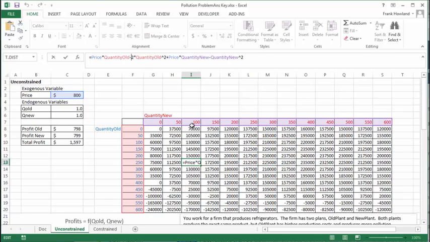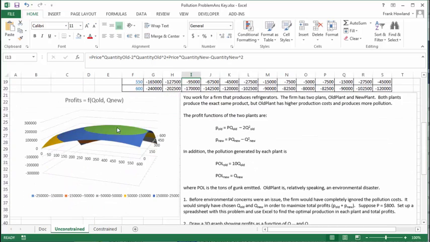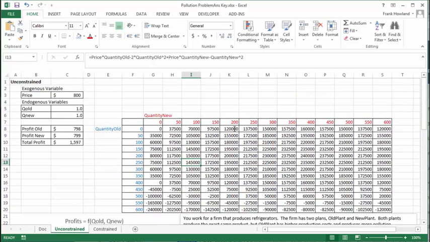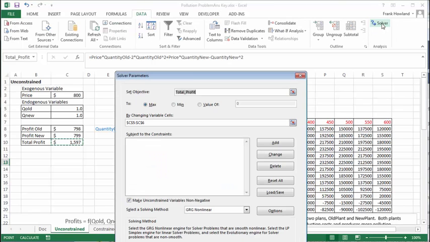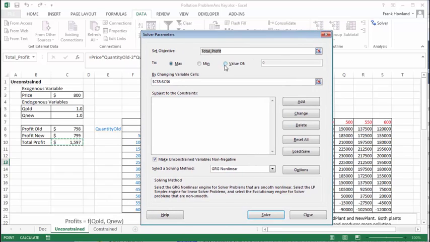Because we're in row 13, this refers to quantity old 250, and in column I, quantity new 100. So we can describe this, and it's a pretty flat profit function. We want to be somewhere up here, and we can solve the problem. Let's go to solver. So solver looks like this. We're maximizing total profit, that's this thing here, by changing C5 and C6. C5 and C6 are Q.